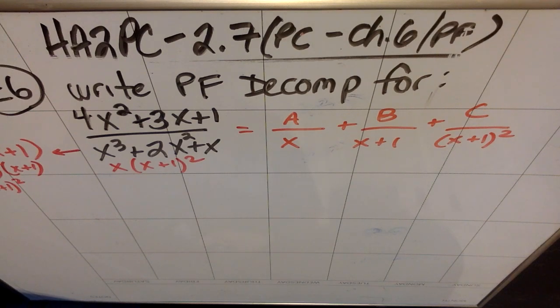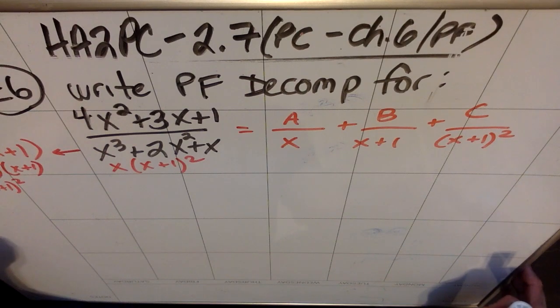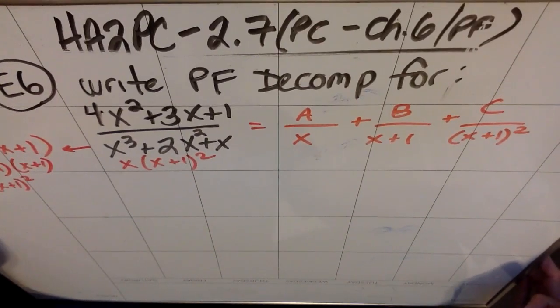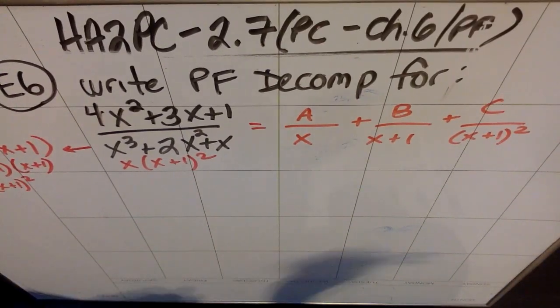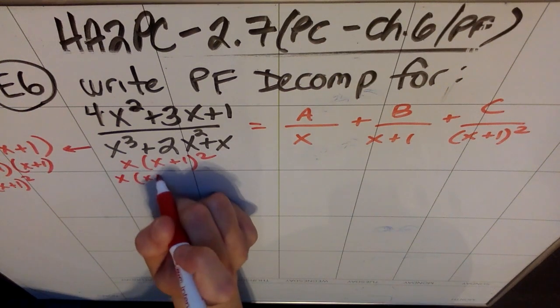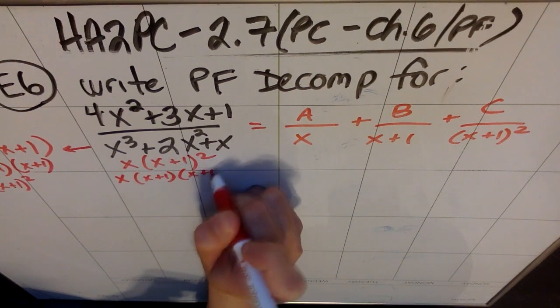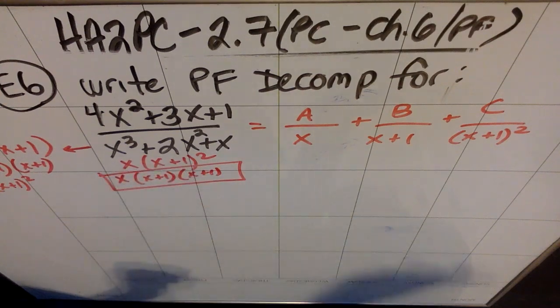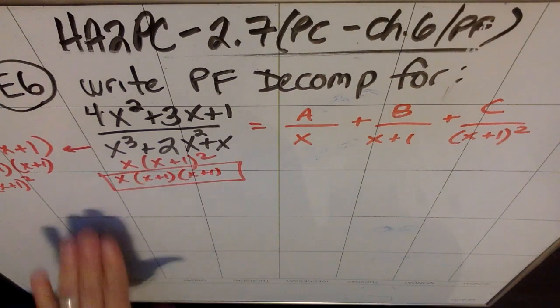Now, the reason I picked this problem is because it's the first time we're going to run into a challenge where we have to be a little more creative when we're figuring out the common denominator. What I want you to notice is that the common denominator I'm aiming for is an x, an x plus 1, and another x plus 1. This is the denominator we need. It has to be identical to the one on this side.